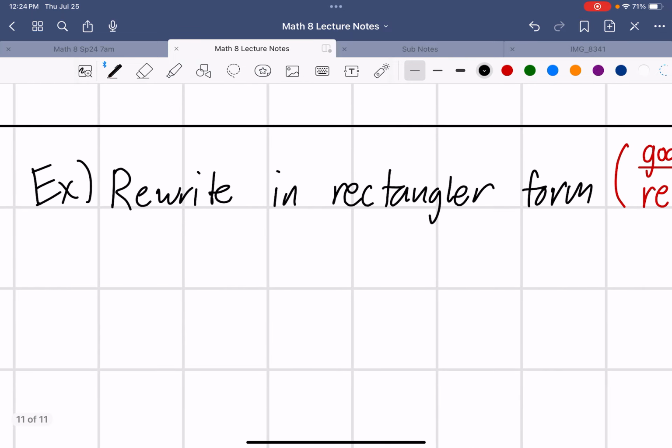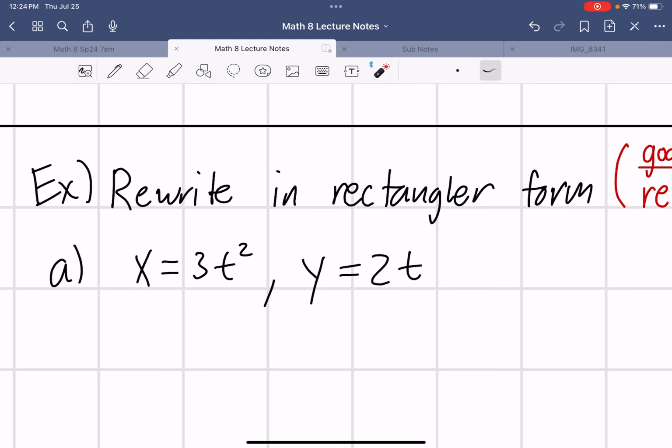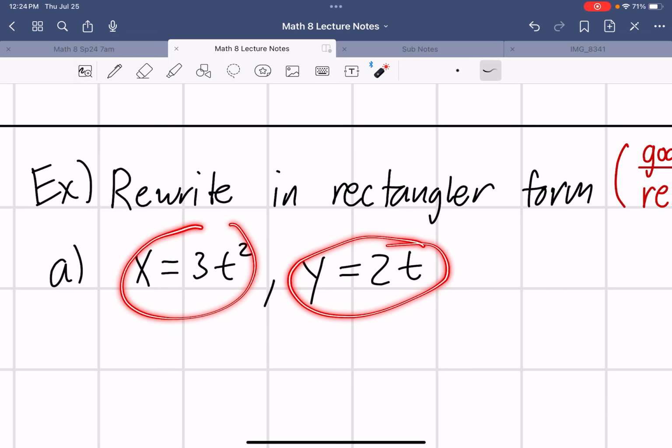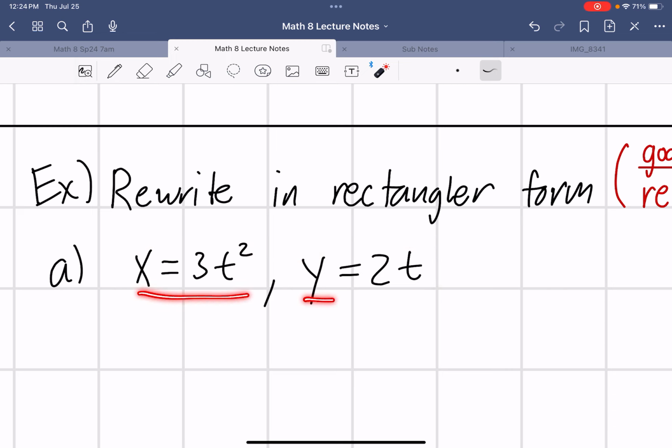So let me show you quickly with an example. We'll do that very first problem. And there's different ways of doing this. There's not just one way of rewriting. But having these two equations, the goal is to figure out how to use both equations to no longer have this parameter.